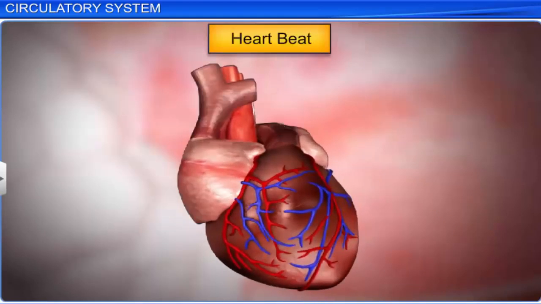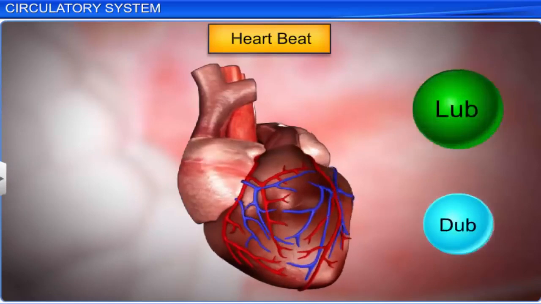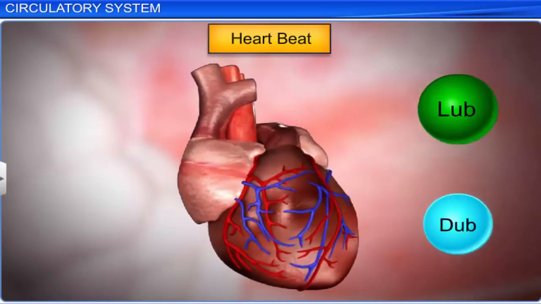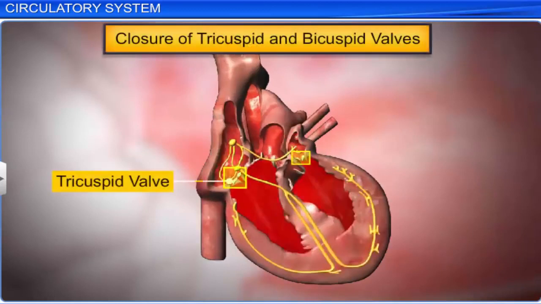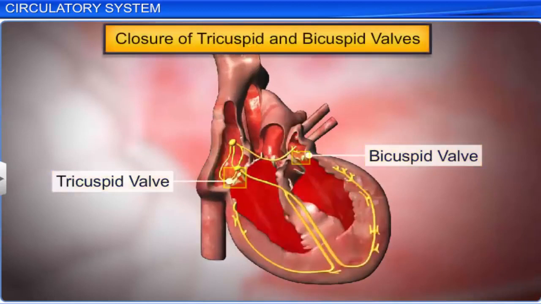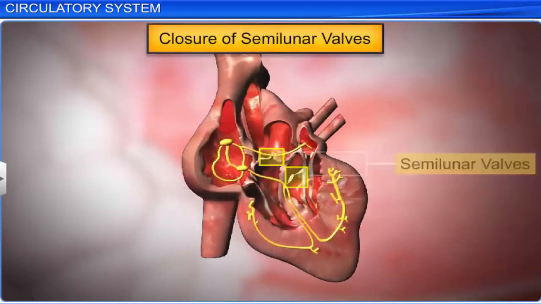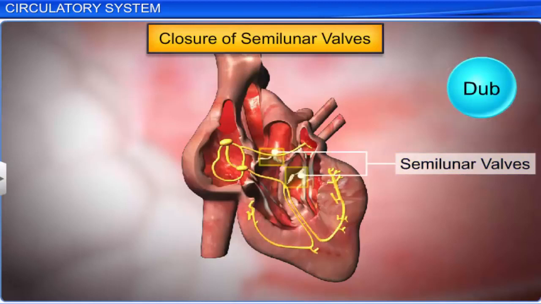When these valves close, they produce a lub-dub sound heard during a heartbeat. While the closure of the tricuspid and bicuspid valves produces the first sound lub, the closure of the semilunar valves produces the second sound dub.